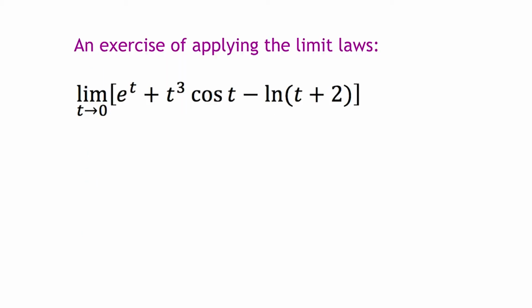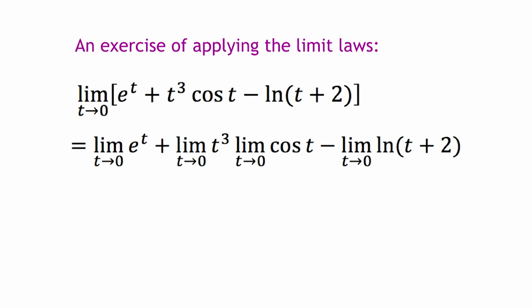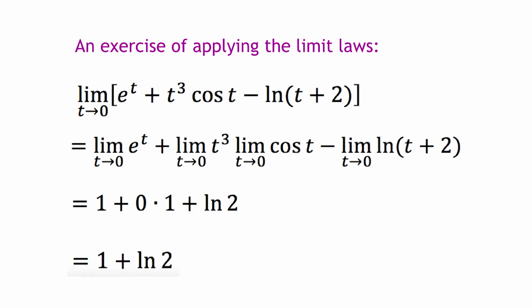First, let's do an exercise. Here we need to evaluate the limit of a complicated function. This function contains an exponential function, a polynomial, trigonometric, and a logarithmic function. But by applying the limit laws, we can evaluate the limit of each component function one at a time. And then by applying the direct substitution property, we can simply plug in the t equals 0 value and then evaluate each individually and get the answer.